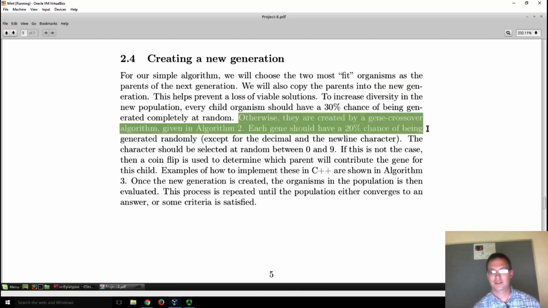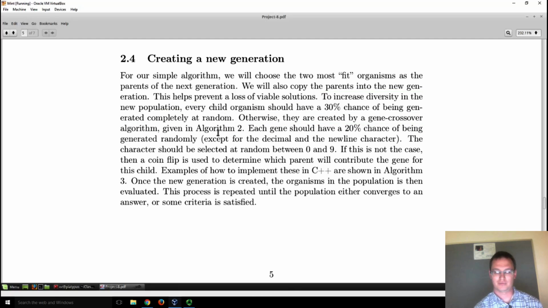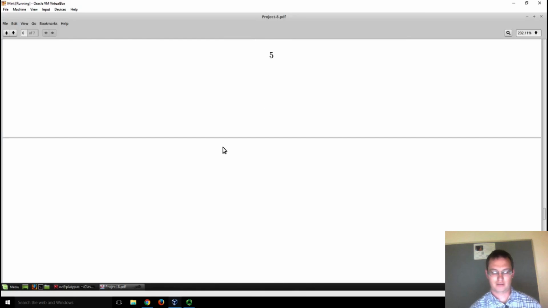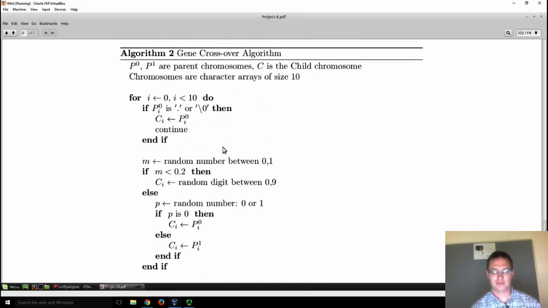Otherwise, they're going to be created by the gene crossover algorithm. The rest of this is just an example explaining that, but here's the actual algorithm. We have P0 and P1, which are the parents. C is the child. They are character arrays of size 10. We have a for loop here that goes from 1 to 10. If we're at the decimal place or the new line, we just store that and skip everything else. Okay? Then we generate a random number between 0 and 1.